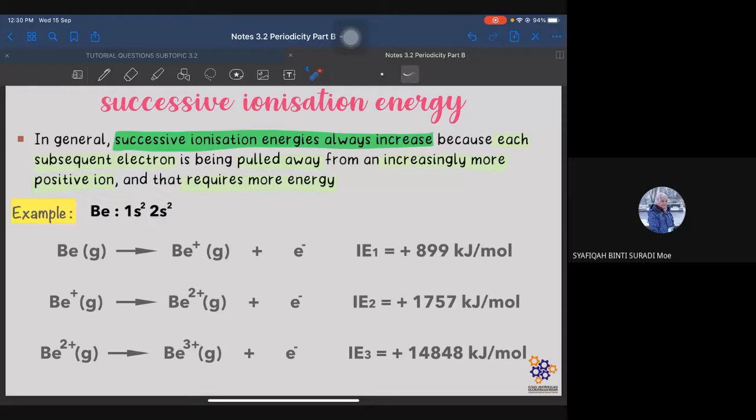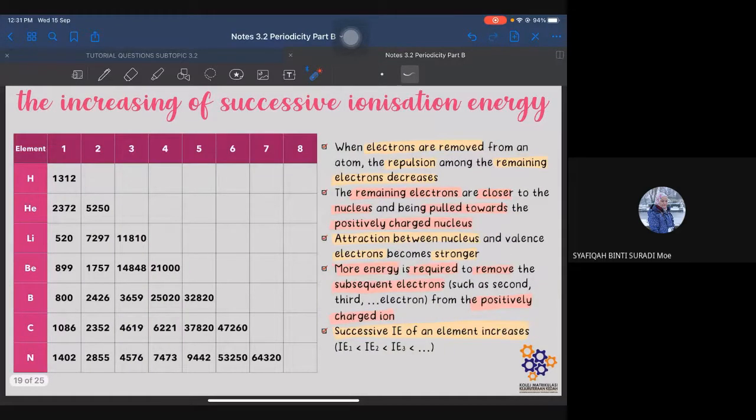So, kalau dia nak remove the last electron from Be3+, lagilah banyak energy diperlukan. So, IE dia akan lagi besar lah, higher than IE3. Okay. So, itu maksud successive ionization energy lah. Okay. So, kita nak tengok increasing of successive ionization energy dalam elemen-elemen yang saya tunjukkan, between hydrogen sampailah nitrogen.